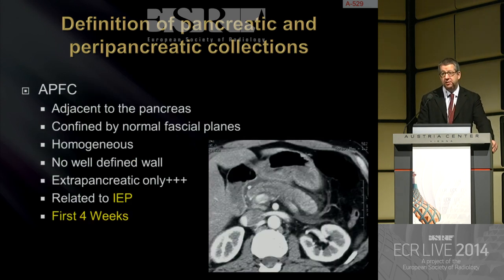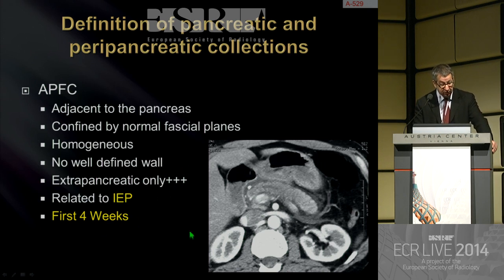Let's detail the CT appearance and the imaging appearance of those 4 types of collections. First, APFC. APFC are supposed to be adjacent to the pancreas, to be seen with fluid density and with homogeneous content, and they are confined by normal fascial planes, in particular by the pararenal anterior fascia. They have no well-defined wall, which is important, and they are extrapancreatic only. If you see lack of enhancement inside the pancreatic parenchyma, of course, it's not APFC. It will be clearly ANC, acute necrotic collection.